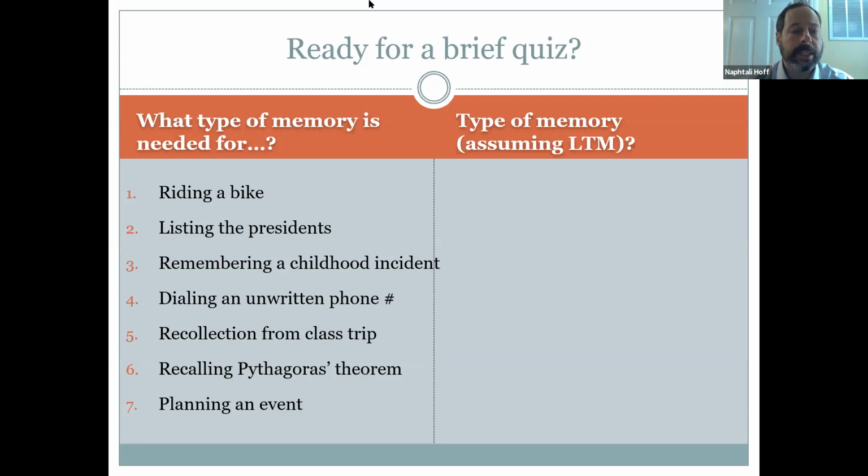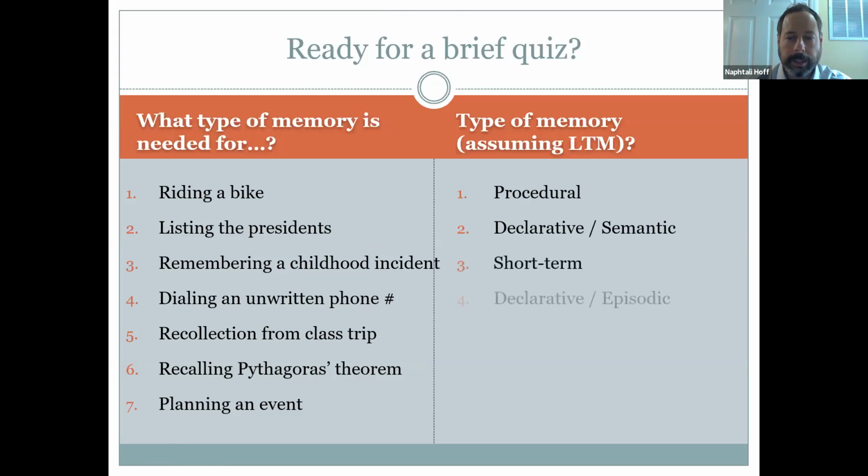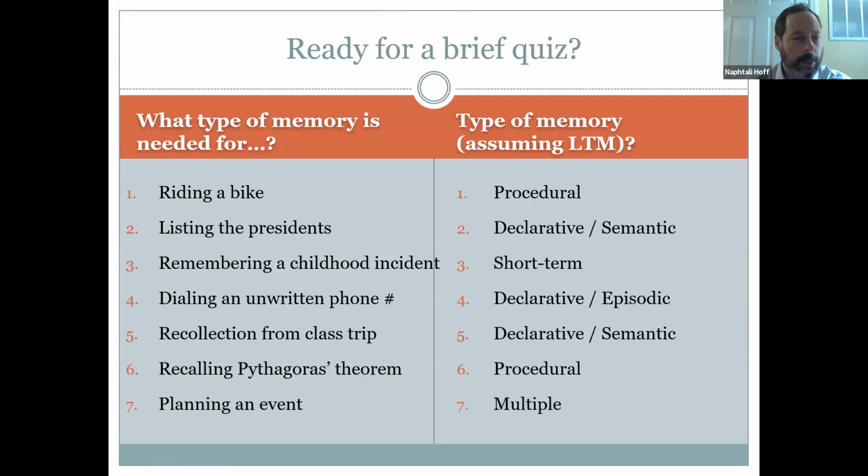Recalling Pythagoras's theorem, number 6. All right, that is semantic, great. And finally, number 7, if I want to plan an event that did not happen yet, for clarification, that would be procedural. All right, you guys are good. Okay, so let us now wrap up. Oh, we have it over here. Oh, you know what? I cheated. Number 3 is wrong because I wrote assuming long-term memory and then I wrote short-term. So I failed. Okay, you can check your answers over here.